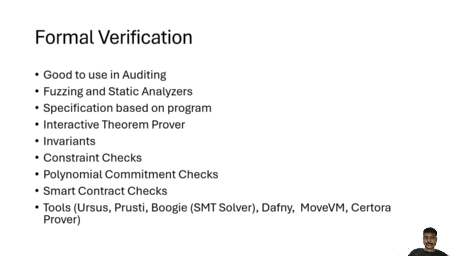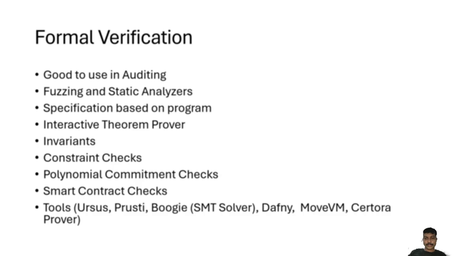So the constraint checks, the invariants, these all have to be added, and also the polynomial commitment checks, whether this particular condition is being satisfied or not. If you are a developer, you will understand it like how you write your unit test cases, or how you write your require command in Solidity, similar to that, but in a much more detailed, mathematical way. That is how the specifications are written.